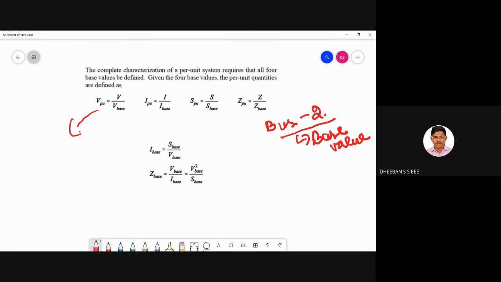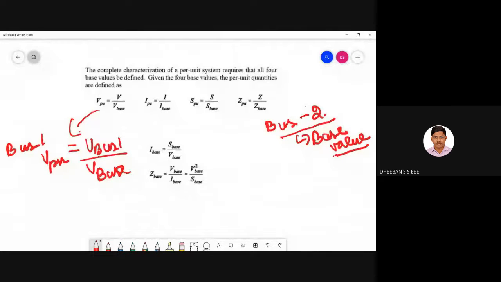Then if you want to represent bus 1 in terms of per unit, what we'll be taking is V per unit equal to the actual voltage of bus 1 divided by the base voltage. The base voltage is nothing but your bus 2 voltage. It is just a representation only, because we will be dividing all the buses in the network with the base value.